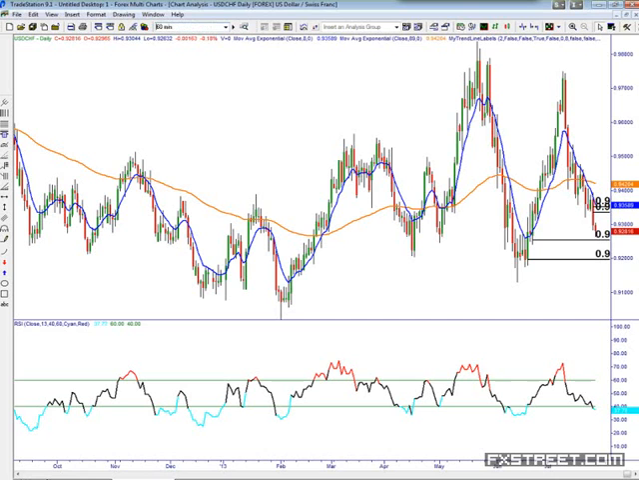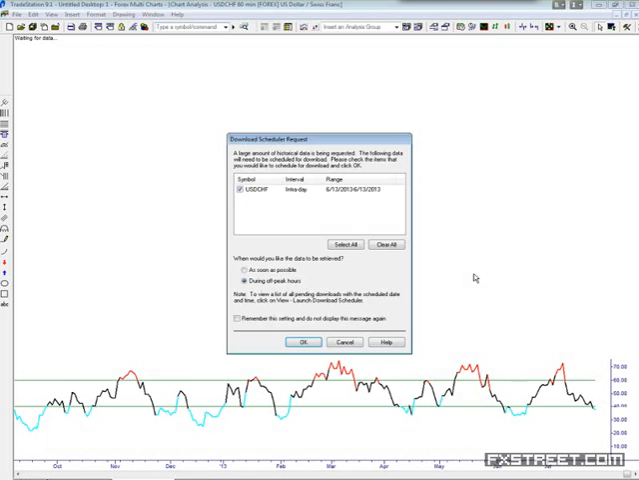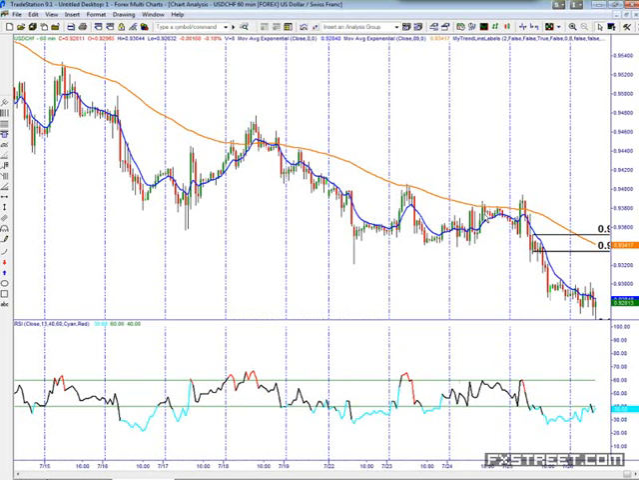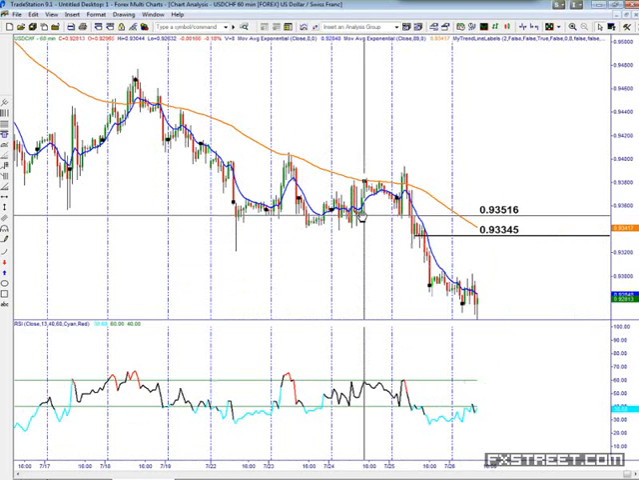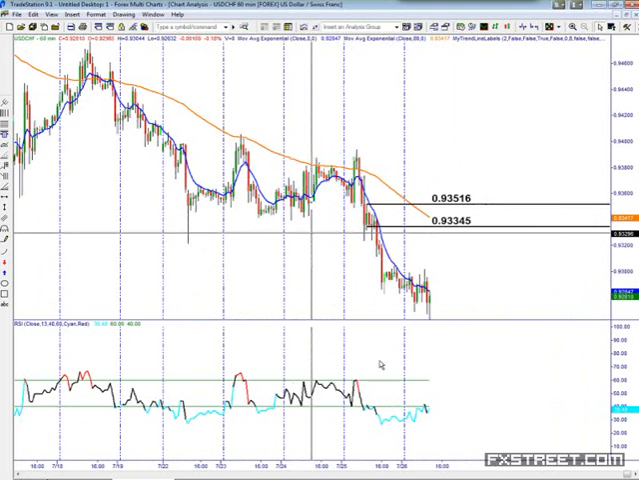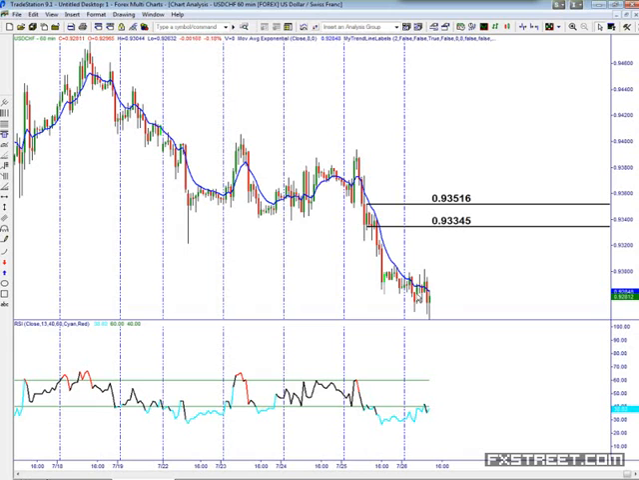Going back to that 60-minute chart, it's not the first test of my 89 moving average, which is normally what I want for a trade. I'm going to go ahead and disable that. But we are still in a very strong bearish trend. I'm going to wait for a retest, 93.34 to 93.51, as an opportunity to enter.